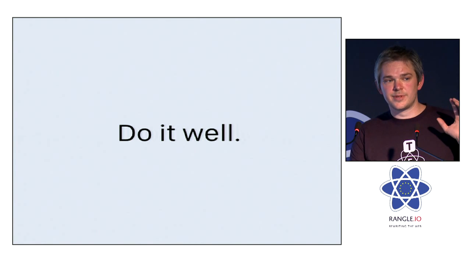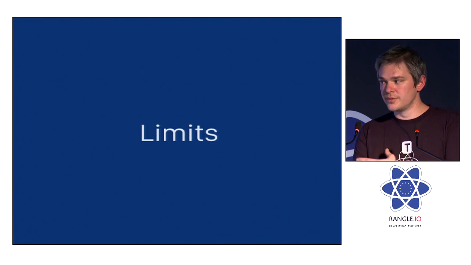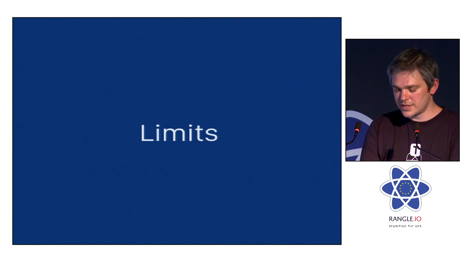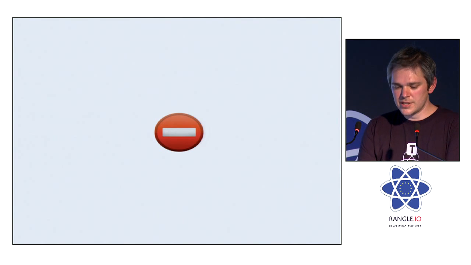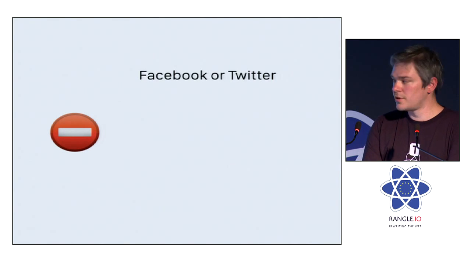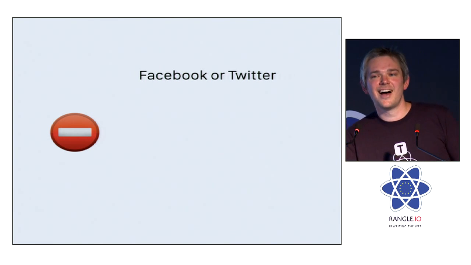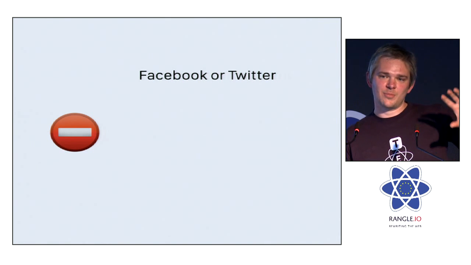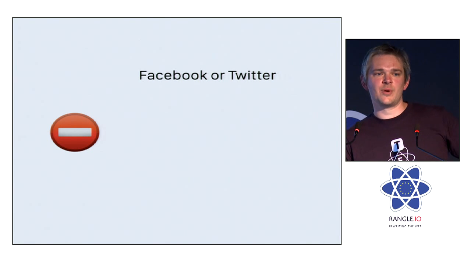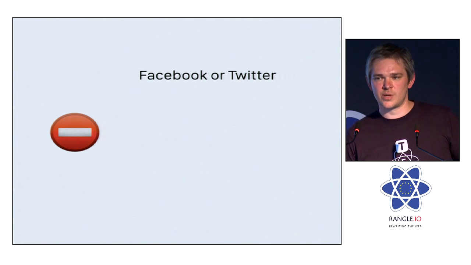I'm going to get the bad stuff out of the way first, so let's talk about limits for a second. It's really important to know when not to use a web view. If you're Facebook or Twitter, probably don't implement your timeline in a web view. I think the most classic fail of hybrid apps was Facebook. So they came out and said, we can't do this.